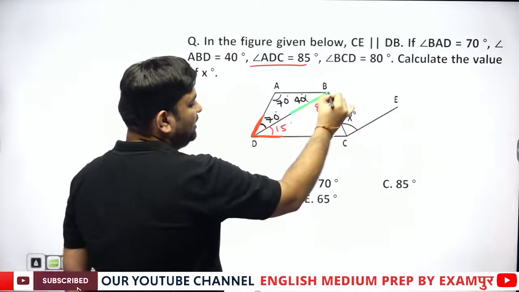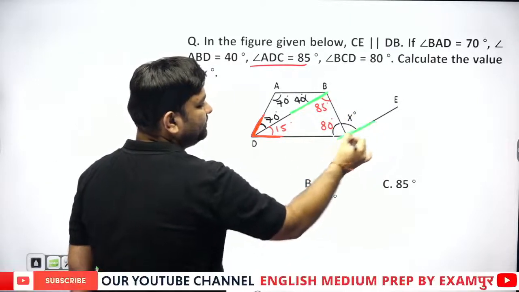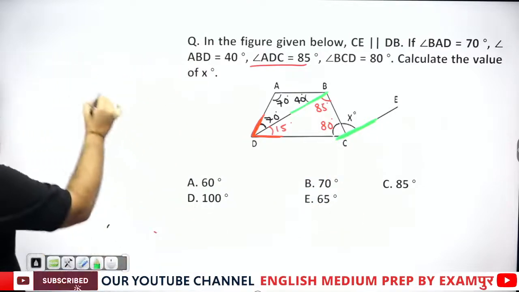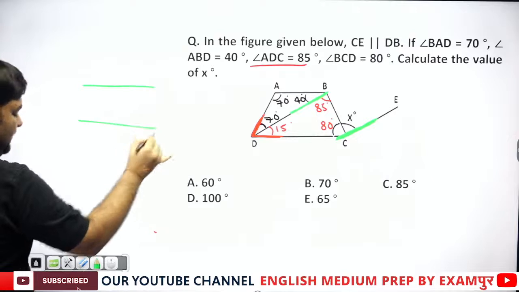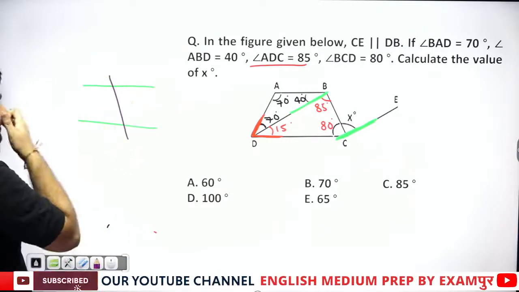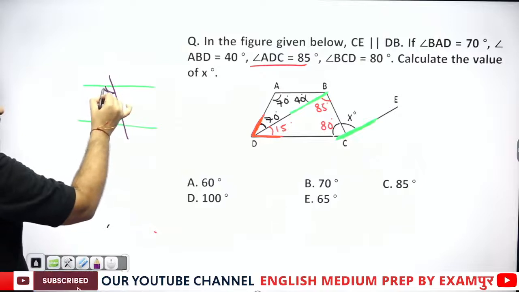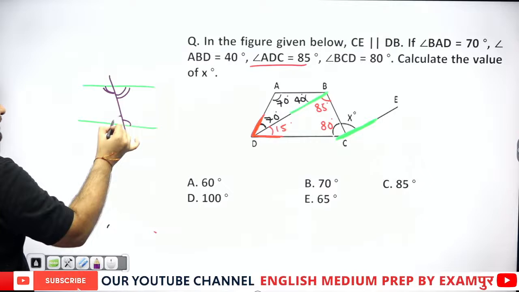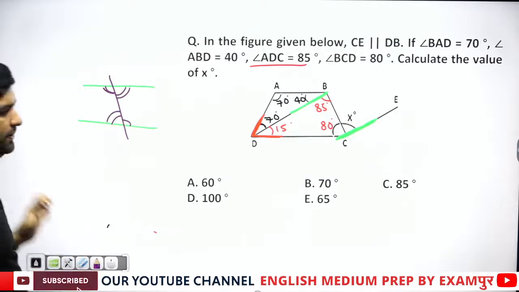This line is parallel to this line. These two lines are parallel. If two lines are parallel, guys, and there is a transversal between them, then they are called alternate interior angles, and they are also equal to each other.